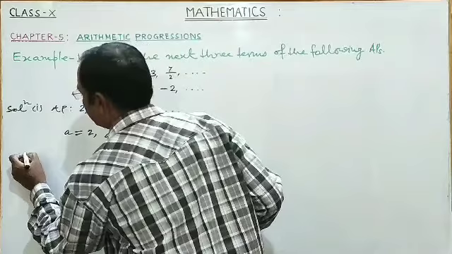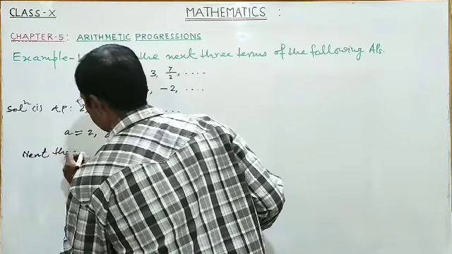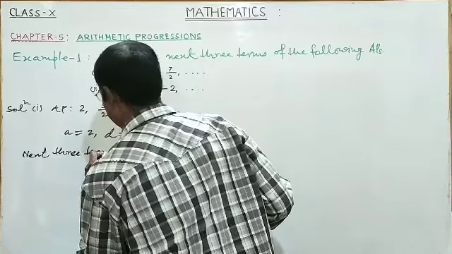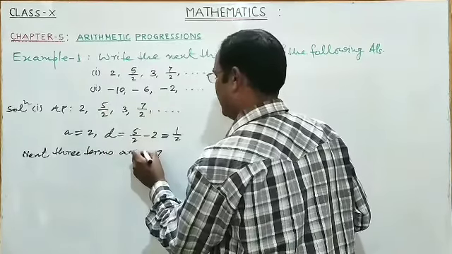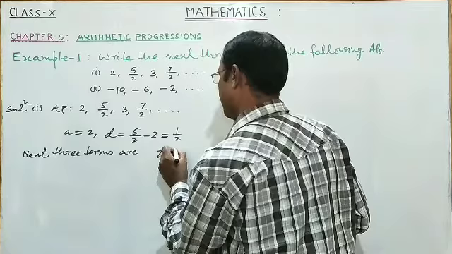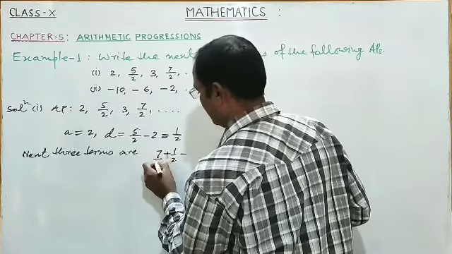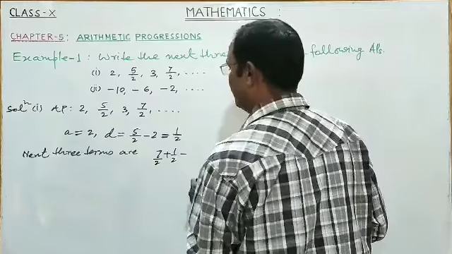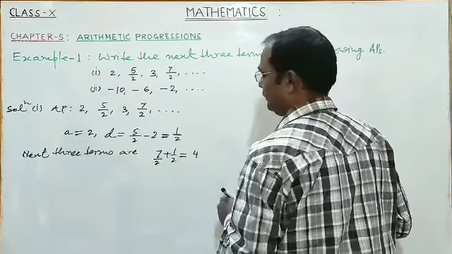So the next three terms are 7 by 2 plus 1 by 2, equal to 4.